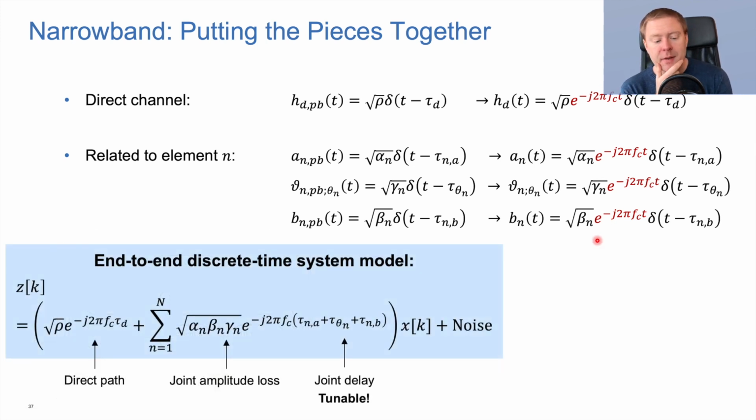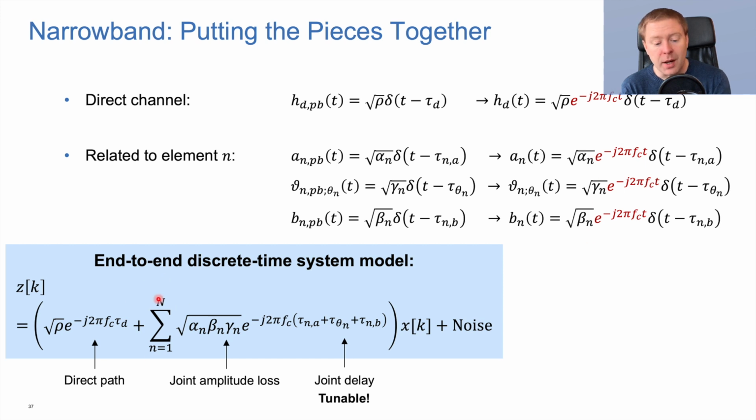Okay, and when we are now taking an end-to-end discrete-time system model, we will just get these terms here. The only thing that will happen is that we will, due to the delta functions here, replace t with the value where t minus the element that is written here becomes 0. So here we get square root of rho, and then multiply with e to the power minus j2 pi fc, and then we get tau d, the value from here. And the same thing happens for all of the other elements.